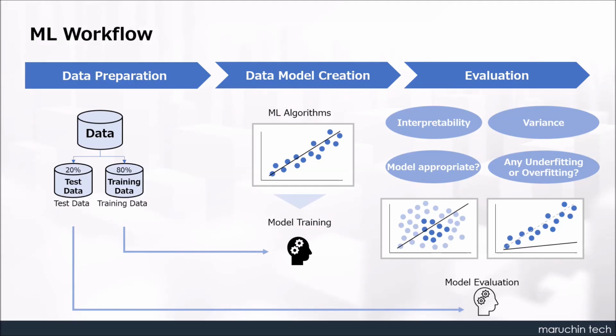Here is the standard workflow of machine learning. First, we prepare a dataset and split it into training data and test data. Next, we train the model using the training data. Since there are various algorithms available, we often experiment with multiple models, evaluate their performance, and select the best one through an iterative process.